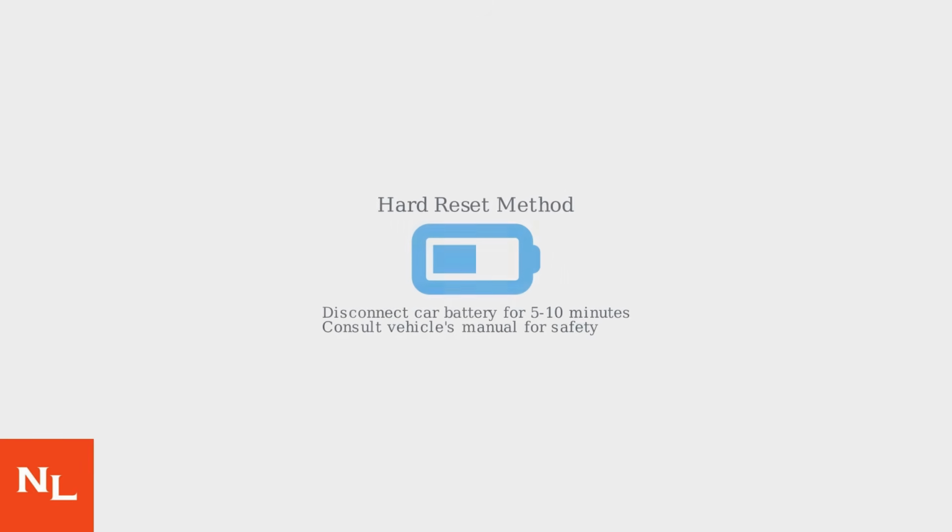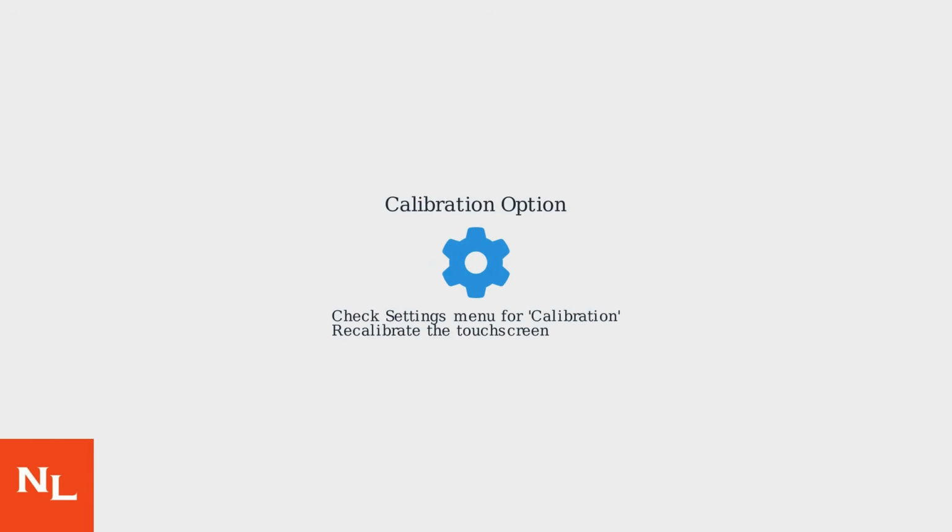If your Skoda MIB touchscreen becomes unresponsive, a hard reset or recalibration may be required. For a hard reset, disconnect the car battery for 5 to 10 minutes. Always consult your vehicle's manual for specific safety instructions. Alternatively, check the settings menu for a calibration option to recalibrate the screen.